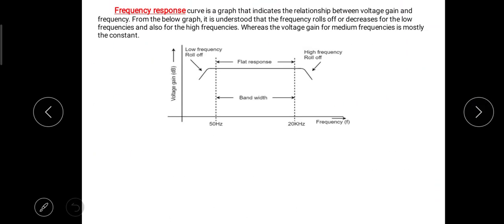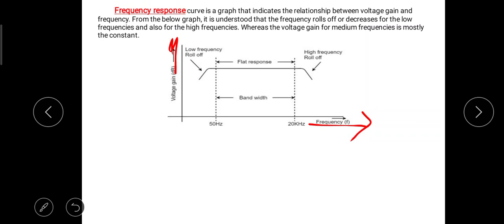Come to its frequency response. Actually, the frequency response curve is the graph that indicates the relationship between voltage gain and frequency. Here, on this axis is the voltage gain, and on this axis is the frequency.